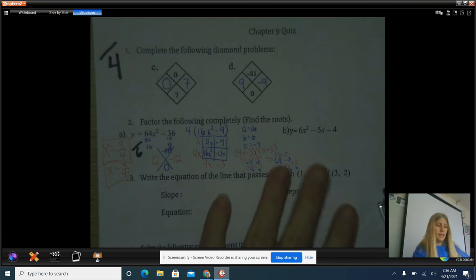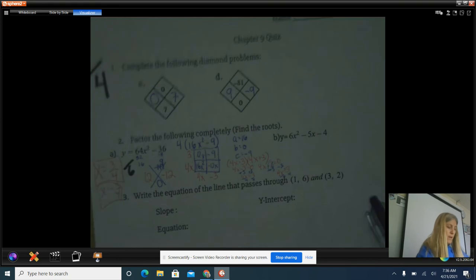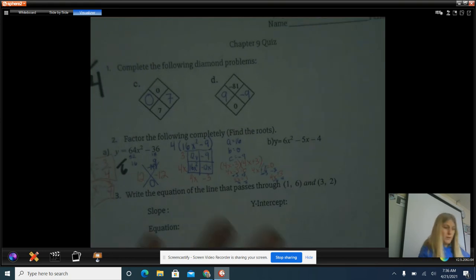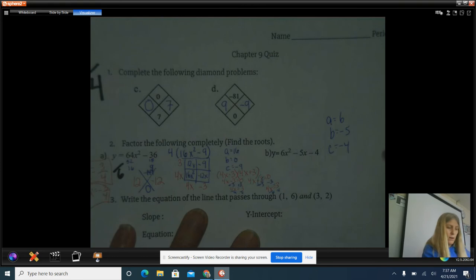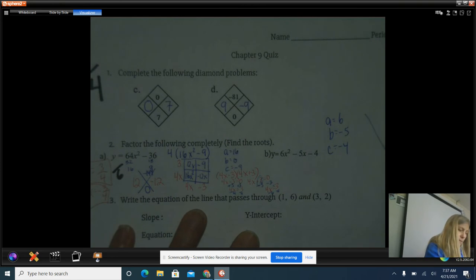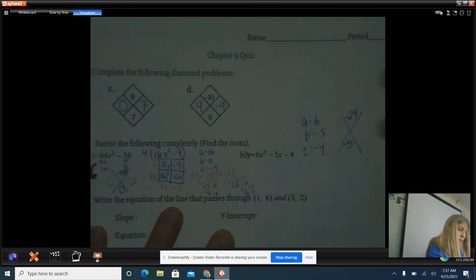Okay, let's go ahead and take a look at B. This one is a more traditional problem. So we're going to jump right in. We can't reduce anything. So our A is 6, our B is -5, and our C is -4. We're going to go ahead and make a diamond problem. A times C is -24, and B goes on our bottom, -5. I'm looking for those factors now that multiply to be -24.